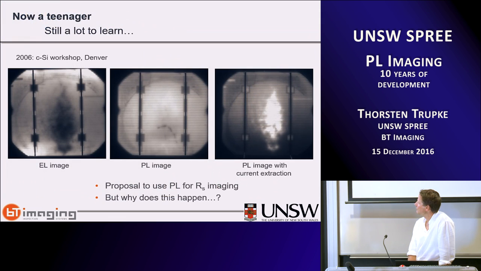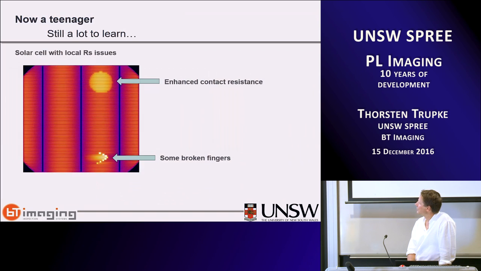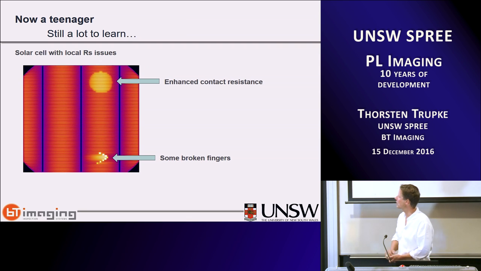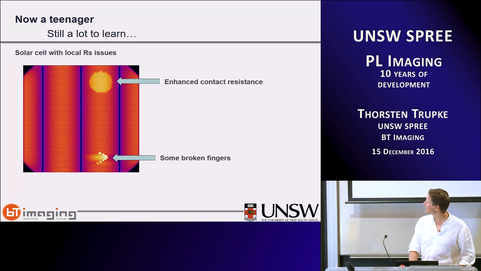So back to this slide, I remind you that if we take a luminescence image on a cell with series resistance, and we extract current from that cell during the measurement, we get a bright pattern. Now we look at this cell, which is a computer simulation using the program Griddler, in which we just assume we have a uniform monocrystalline cell, which has two areas of enhanced series resistance: one patch at the top, which is circular, a region of enhanced contact resistance, and then a couple of broken fingers at the bottom.